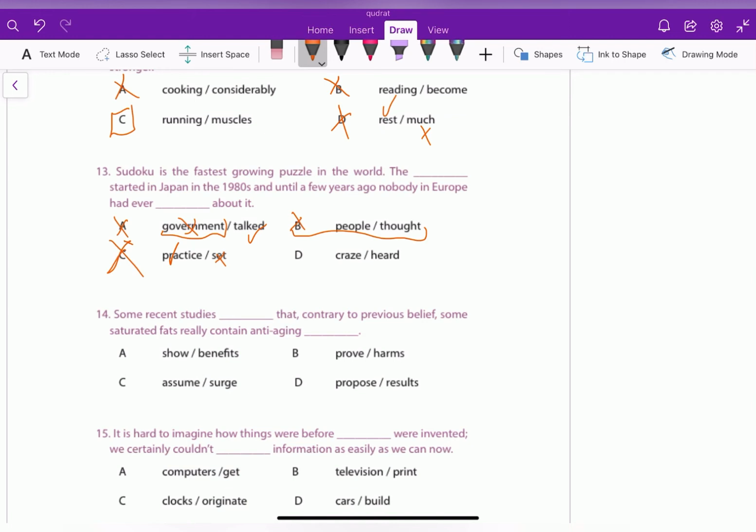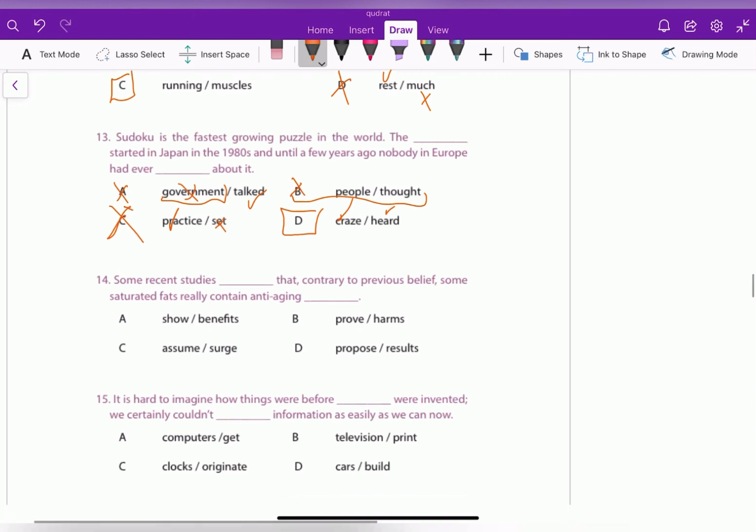So, the craze started in Japan in the 1980s. Craze makes sense. Until a few years ago, nobody in Europe had ever heard about it. This answer is the correct answer because both fit the blanks. And now let's move on to 14.